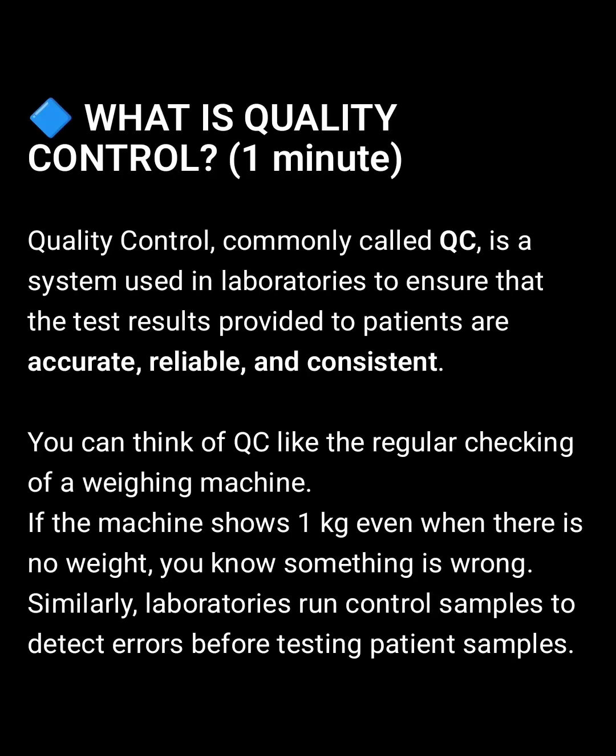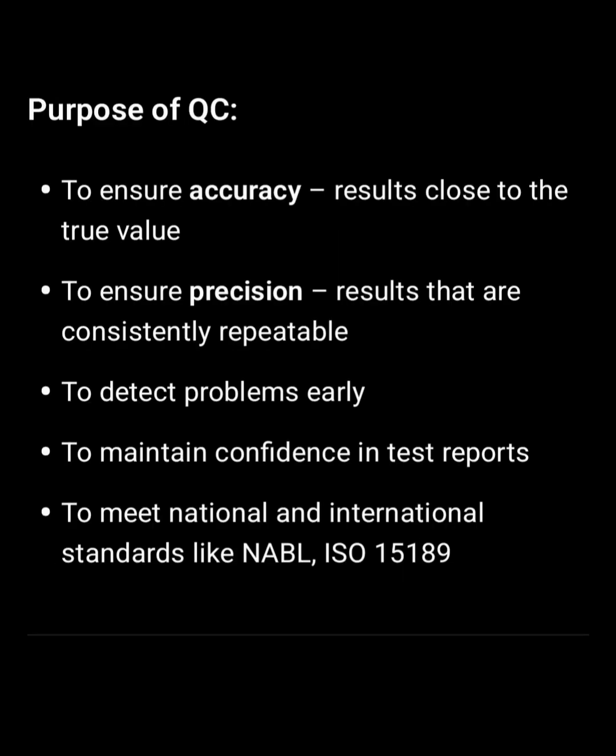What is quality control? Quality control, commonly called QC, is a system used in laboratories to ensure that the test results provided to patients are accurate, reliable, and consistent. You can think of QC like the regular checking of a weighing machine. If the machine shows 1 kg even when there is no weight, you know something is wrong. Similarly, laboratories run control samples to detect errors before testing patient samples.